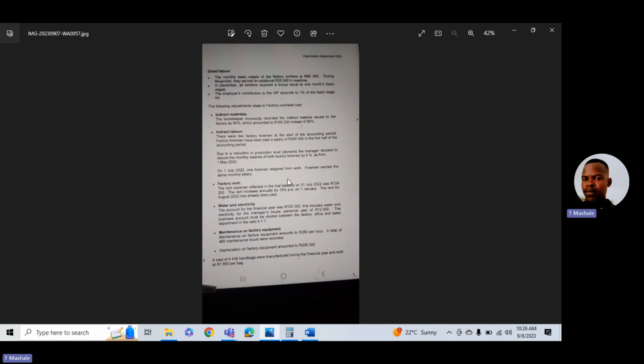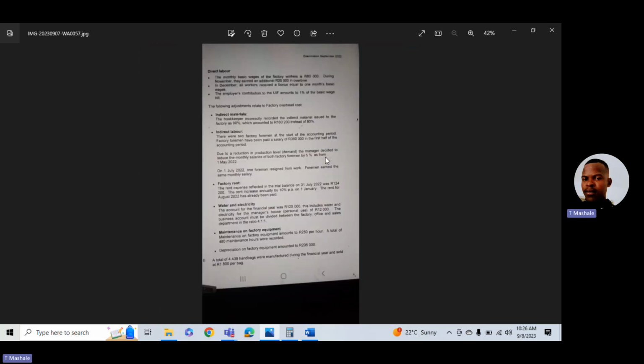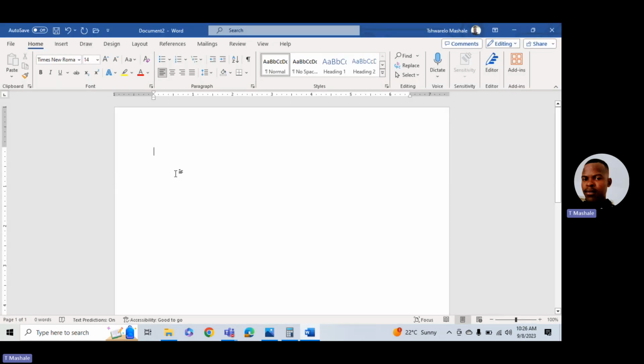So let's go to the information here. It says that we need to complete the factory overhead cost note for the year ended 31st July 2022. So every time, the first thing that you need to do is to draw down your timeline. Some call it the accounting period or the financial accounting period. So our timeline ends on July.